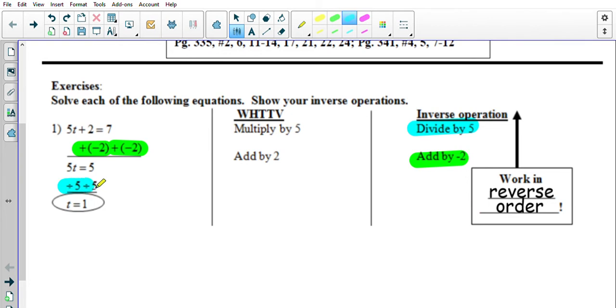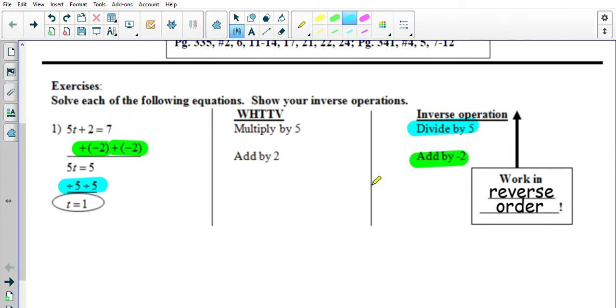We'll show that here. 5 divided by 5 gets you 1t. 5 divided by 5 gets you 1. So your final solution is t = 1. You can check your solution here. If you grab your calculator, you can do 5 times 1 plus 2, hit equals. You want your calculator to give you 7, and it will.